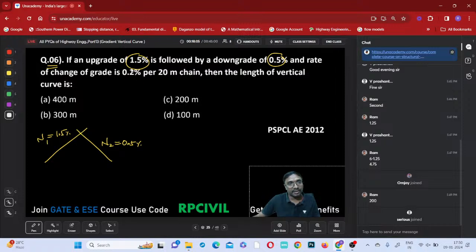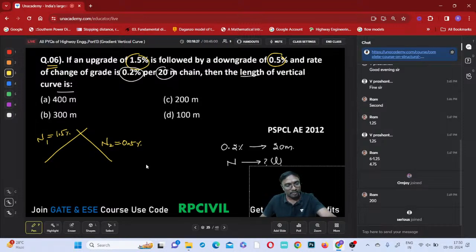The rate of change of gradient is 0.2% per 20 meter length, right? So for 0.2 percentage change in the gradient, how much length will you have? That is your 20 meter length. Now the length of this vertical curve is, right? If you want to get the length of this curve, for the net deflection angle, what is the net deflection angle?